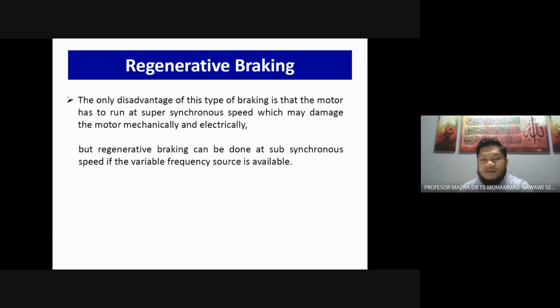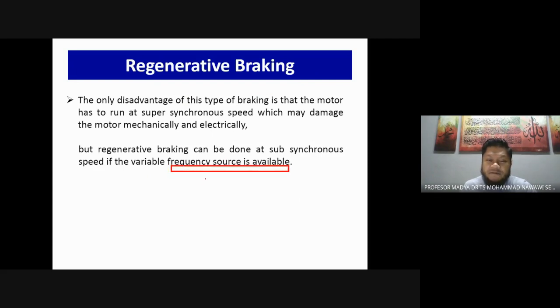Because you exceed the synchronous speed, the motor actually experiences stress and you can damage the motor. Therefore, you can work at that synchronous speed with variable frequency. This is more on the induction machine, which is actually discussed in the induction machine topic.